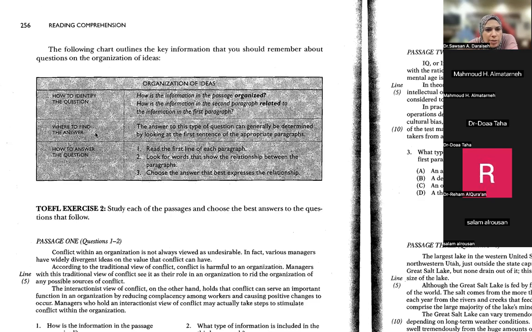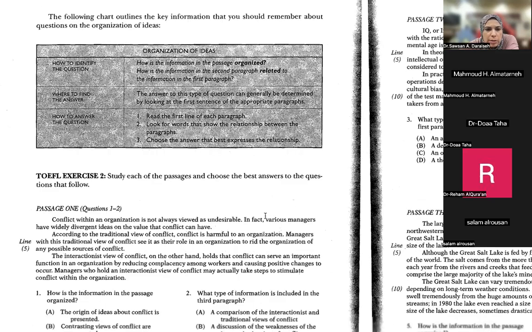So where to find the answer? The answer to this type of question can generally be determined by looking at, just like the first skill, the first sentence of the appropriate paragraphs. And this kind of question has to be a question about more than one paragraph for us to discuss it. Okay, guys? How to answer the question? Read the first line of each paragraph. Look for words that show the relationship between the paragraphs. Choose the answer that best expresses the relationship, okay?